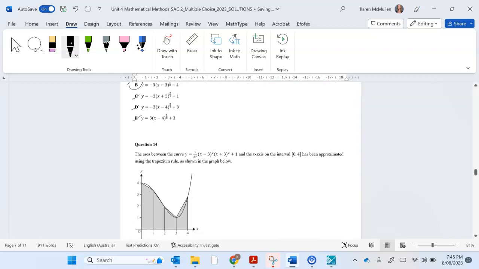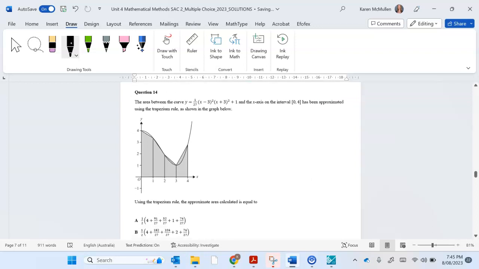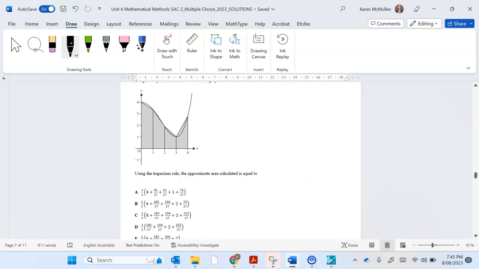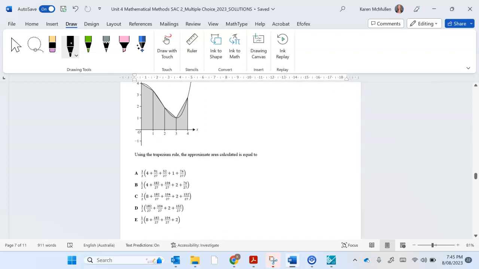All right, moving along. Question 14, I took from the sample exam. There's not any trapezium questions on past exams because it wasn't on the study design. We did rectangles, not trapeziums. So for this one, you just use the trapezium formula like we did in class. I really can't be bothered doing it, to be honest.